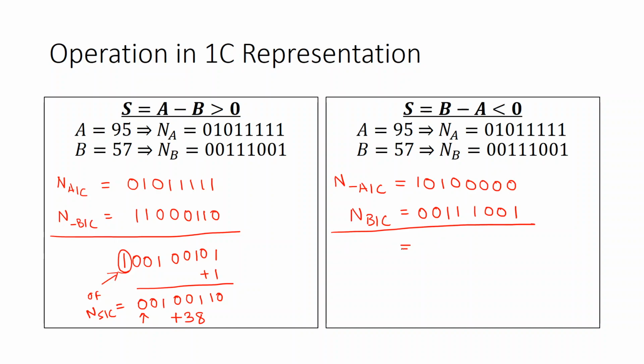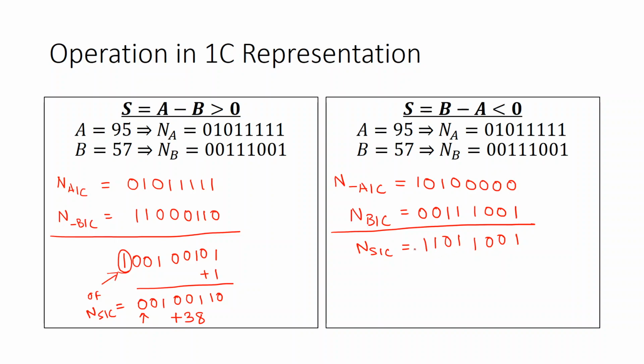Now you do the addition. After doing the addition, you'd see whether there is an overflow or not, and then you decide whether that is the complement representation. Here there will be no overflow. 1 0 0 1 1 0 1 1. So this is your NS1C, and you have no overflow.